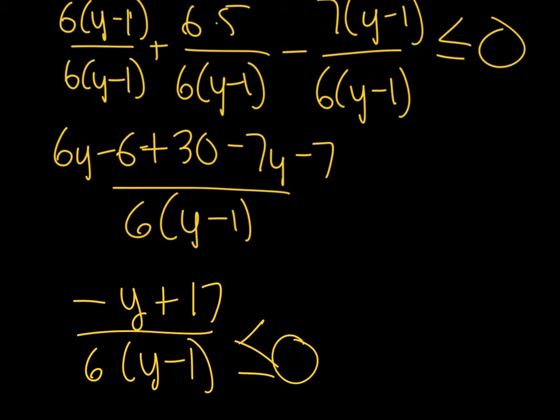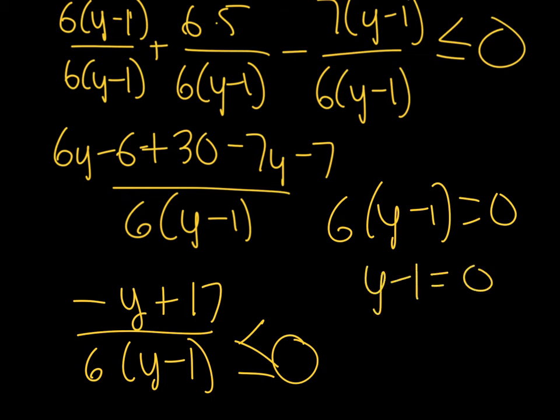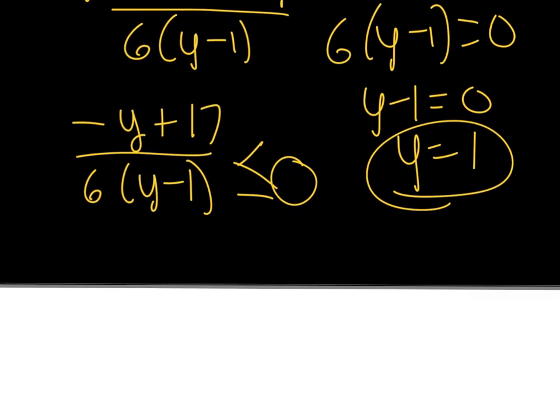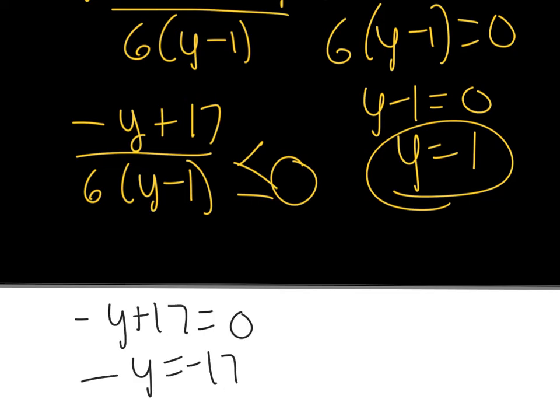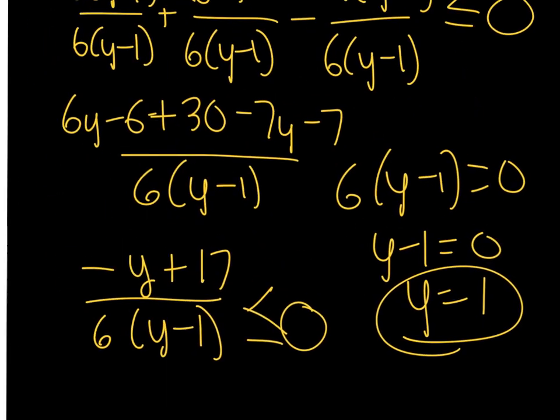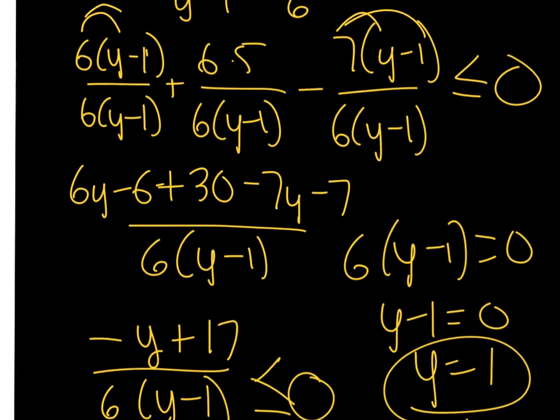So now I'm simplified. Okay, so now what I do here is I take the bottom, set it equal to 0, figure out where my hole is. So that's going to be y minus 1 equals 0, so y at 1. So at 1 I'm going to have one line. Then I'd set the top equal to 0. So there's going to be my other gap at 1 and at 17. As long as I did that correctly.